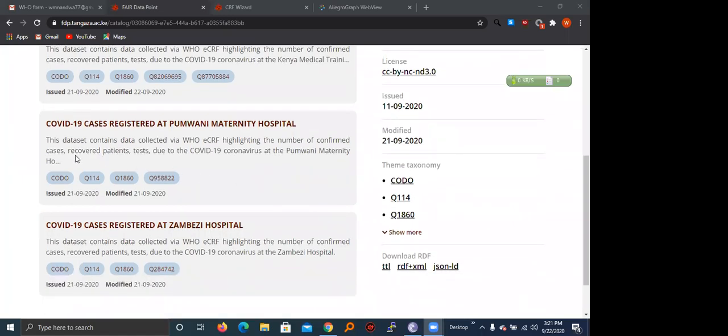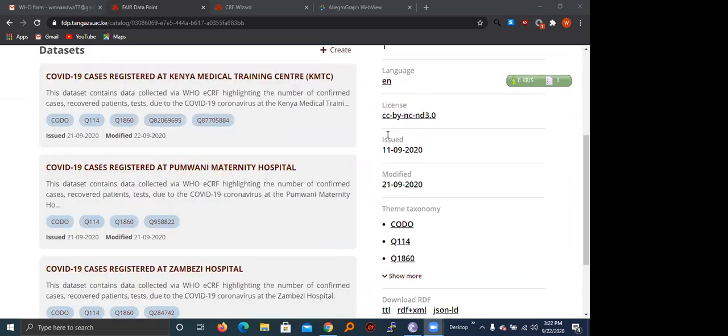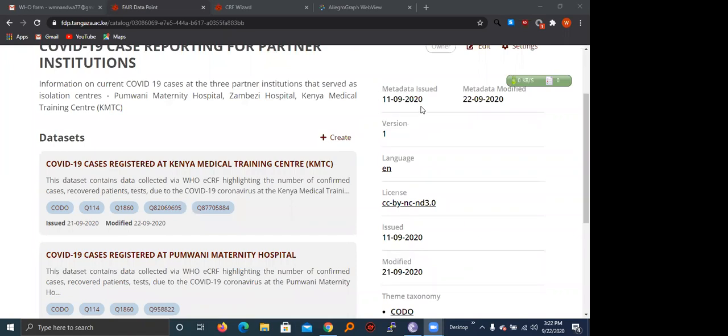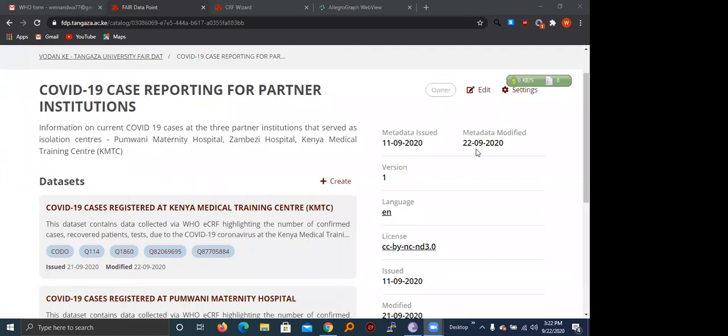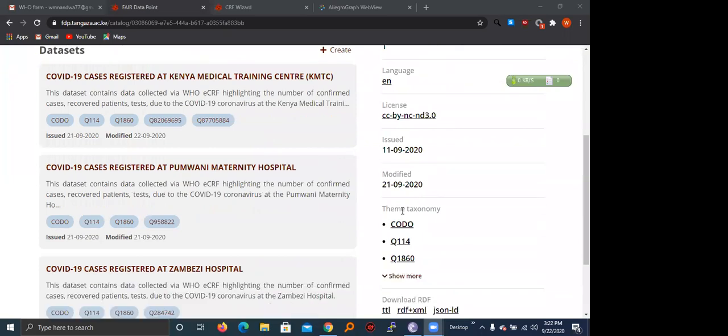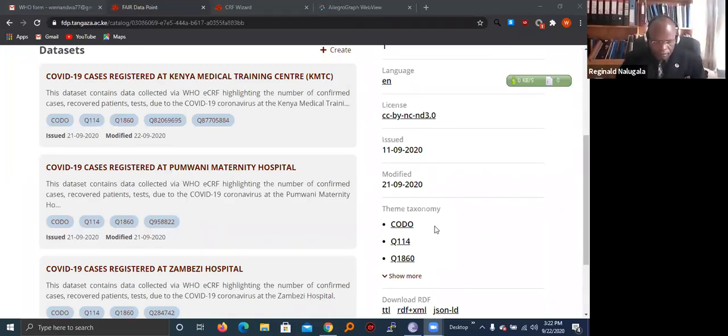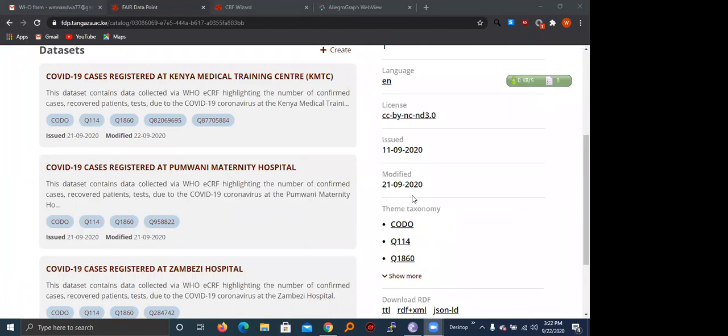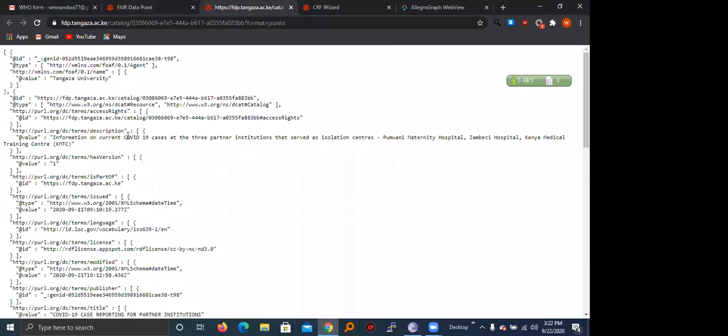Under these institutions, we have collected data using the eCRF forms that highlight the number of confirmed cases, recovered patients, and tests due to COVID-19 coronavirus. As you can see, the metadata was issued on 11th September 2020. The language we use is English. Here is the theme taxonomy, the COVID ontology for case and patient information. The RDF files are here. These are the institutions that we are partnering with: Umani, Zambezi, and the KMTC.